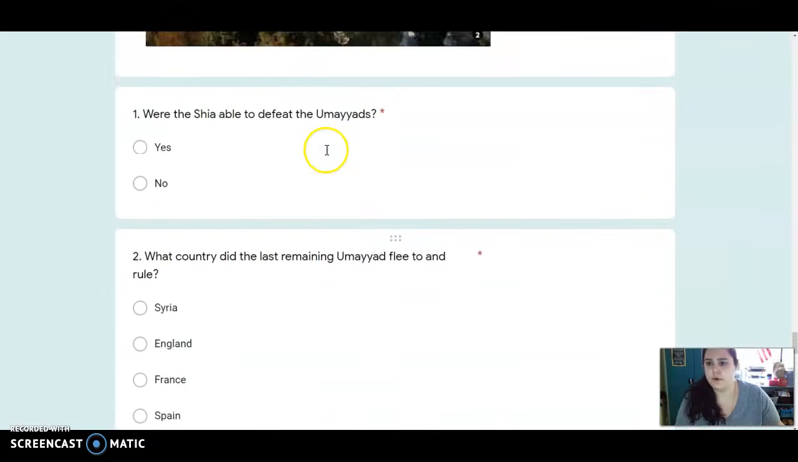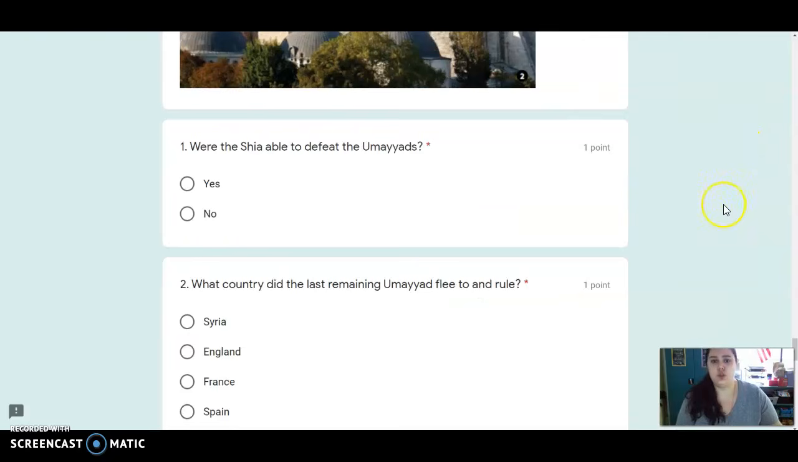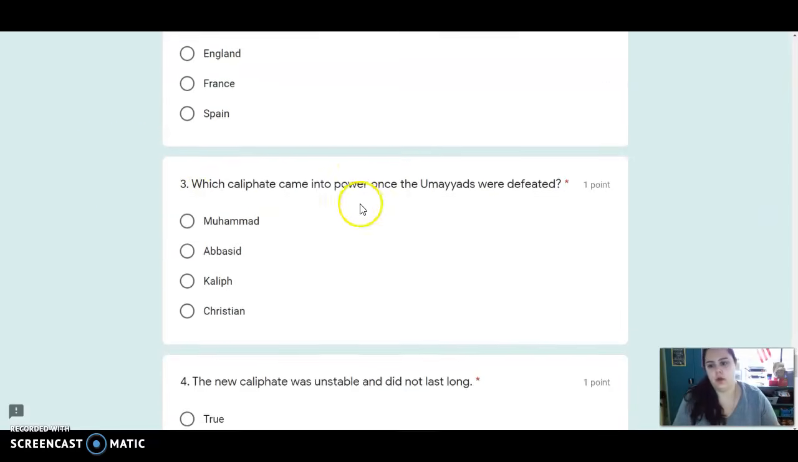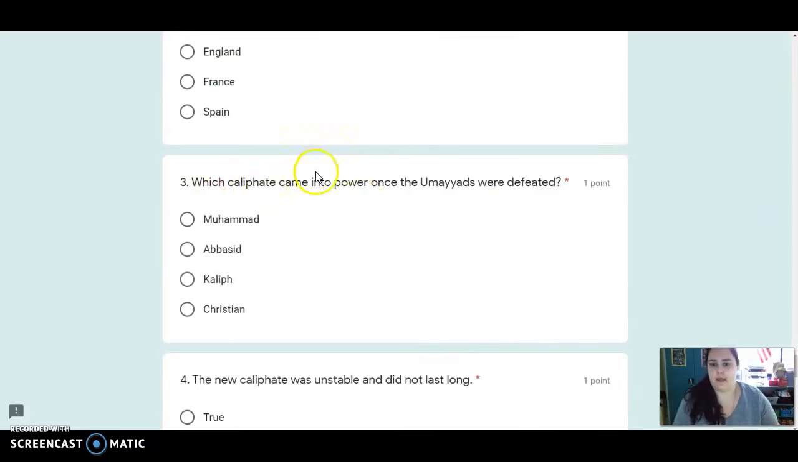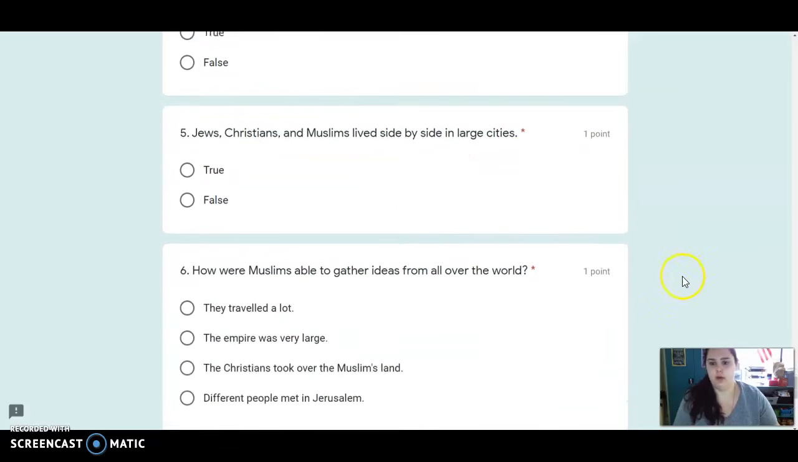All right, so here are your questions for this chapter. Number 1 is true or false. Is yes or no. Were the Shia able to defeat the Umayyads? Number 2, what country did the last remaining Umayyad flee to and rule? Number 3, which caliphate came into power once the Umayyads were defeated? Number 4 is true or false. The new caliphate was unstable and did not last long.